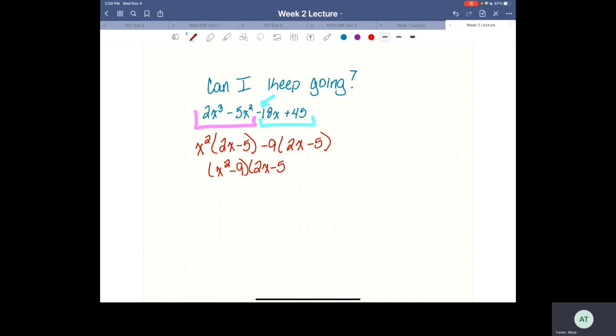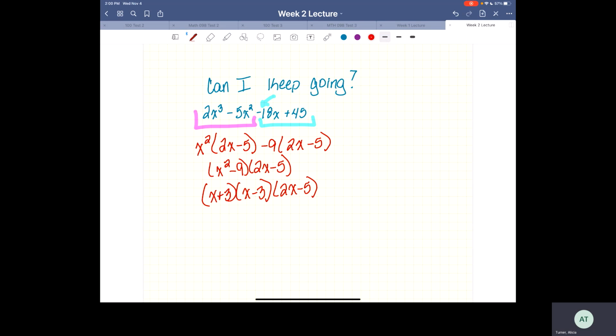And we are very tempted to stop. Okay? We want to stop, but we can't stop. I've got x squared minus 9, and that is a special product. So I can go further, and I can have x plus 3 times x minus 3, because that's a special difference of perfect squares. And then I have 2x minus 5.